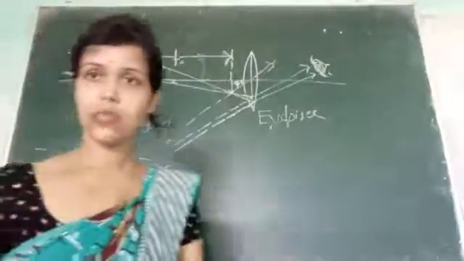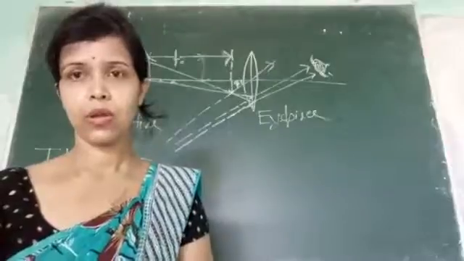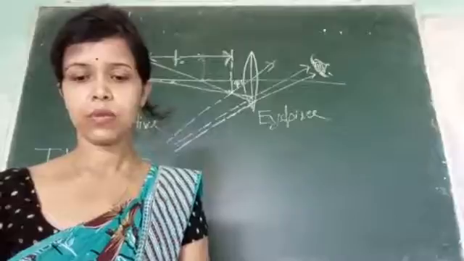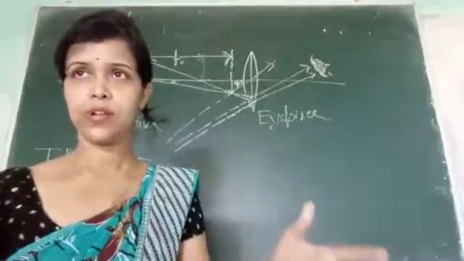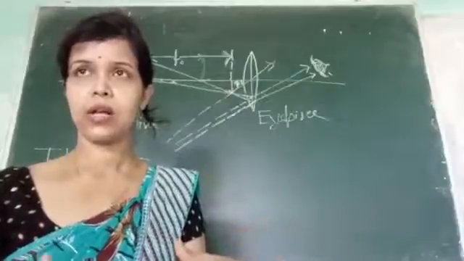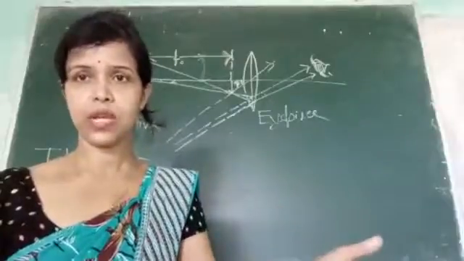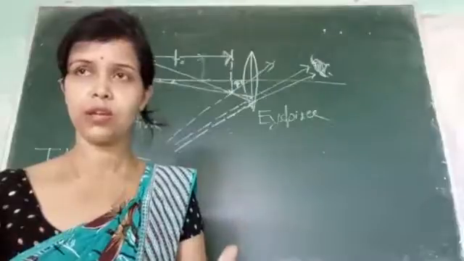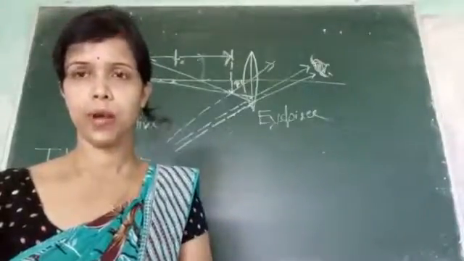So all of us know that with the help of a telescope we can observe distant objects in enlarged size. That means with the help of a telescope we can see an object far away much bigger.